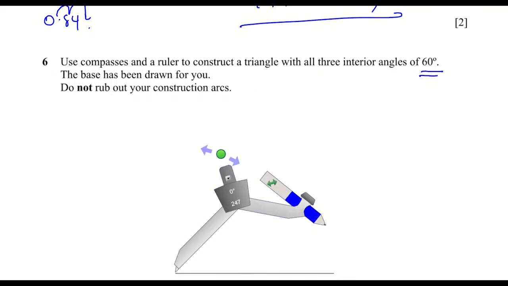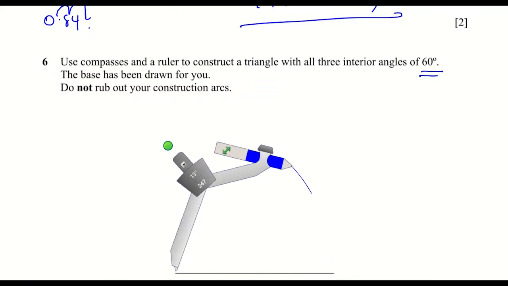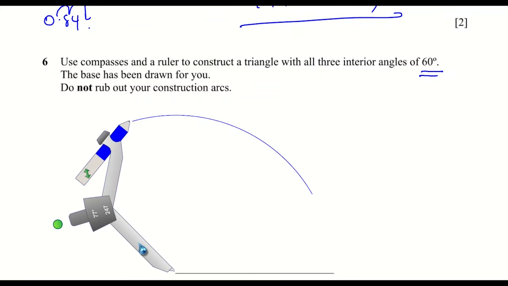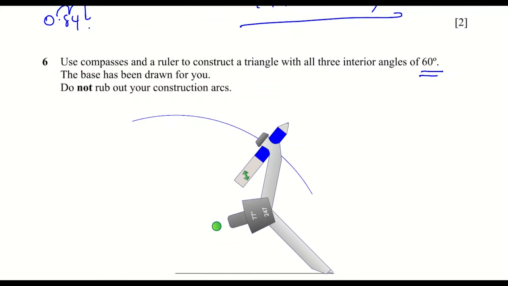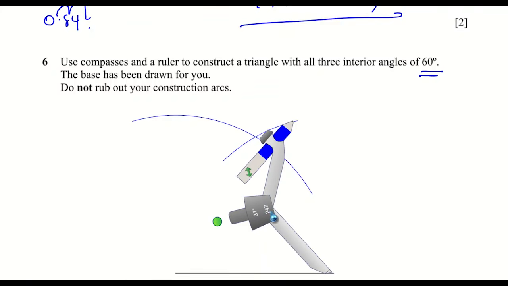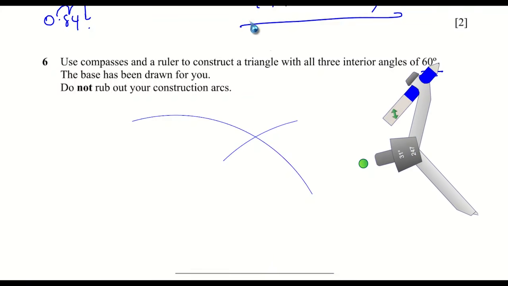Okay, so then we need to draw an arc like this. Then we take the same length, center at the other end, and you intersect it. So this is what you do. Eventually the 3 sides will be equal, and the 3 angles will be equal, because it is a fact, if the sides are equal, then the 3 angles will also be equal. So this is what you need to do here.